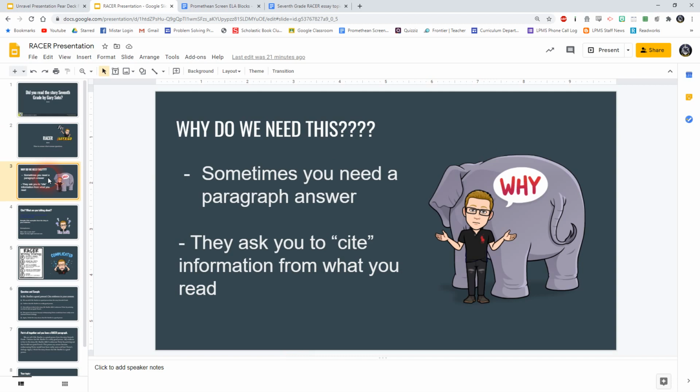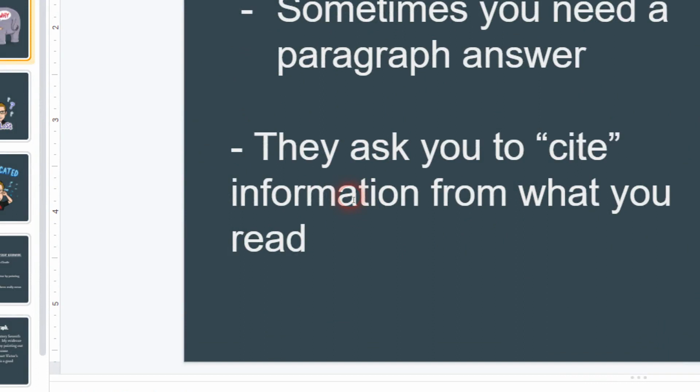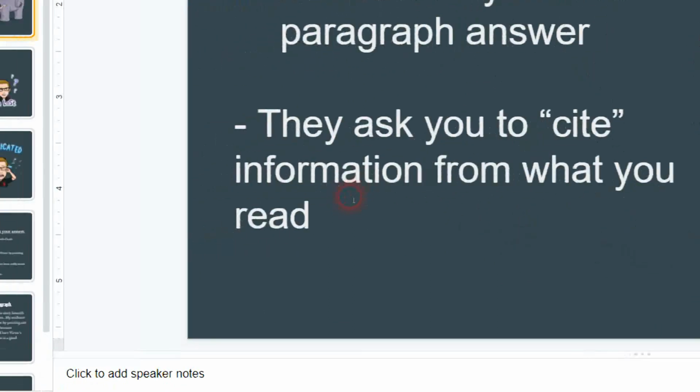Now, look at this right away. You can see the elephant in the room. Oh, come on. Why? Why? Why? So, why do we need this? Sometimes you need to answer in a full paragraph, and here's the key. They ask you to cite information from what you read.